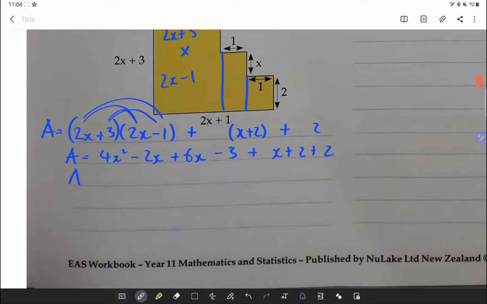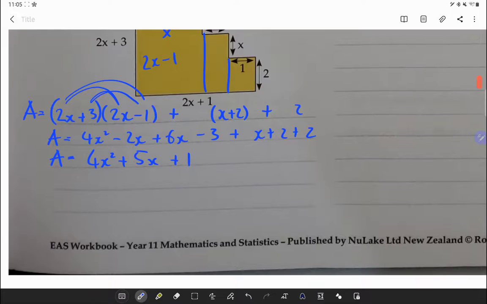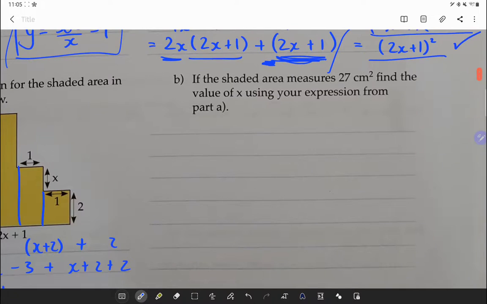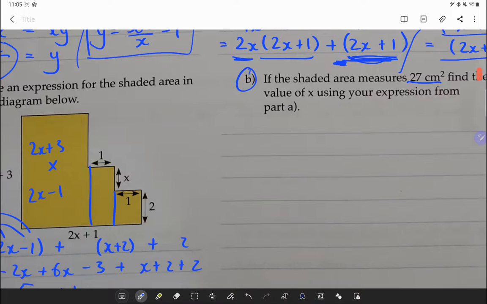Cool. And then like terms together. Here we go. X squared, there are no like terms. X's, there are a few. Let's have a look. I think it's positive 5x. And then number-wise, I'm going to say it's a plus 1. All right, cool. There it is. Maybe we can factorize it, but they've not asked me to, so I'm not going to. There you go. If the shaded area measures that, remember, this is B, so we are carrying on from the same one.